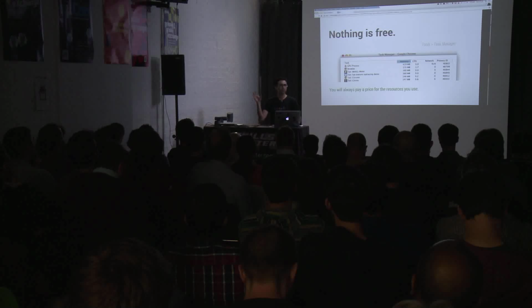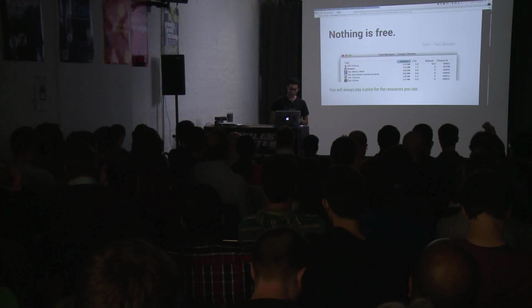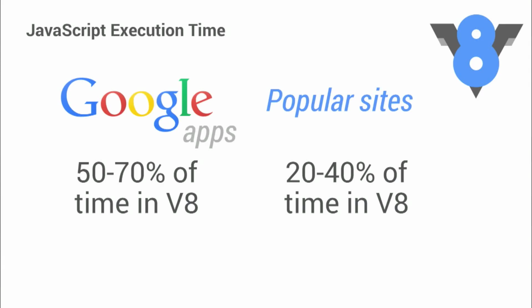Nothing is free. So the fastest page, does anyone know what the fastest page on the web is? Anyone at all? It's about:blank. That is the fastest page on the web. Anything that we add on to that page actually ends up making it slower. So nothing is free. Use tools like the Task Manager to keep an eye on what resources you're using, because you're always going to end up paying some price for those resources.